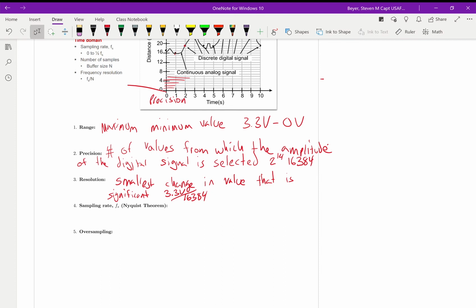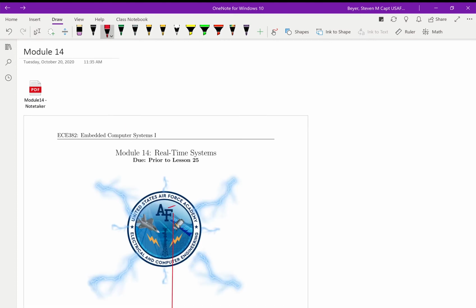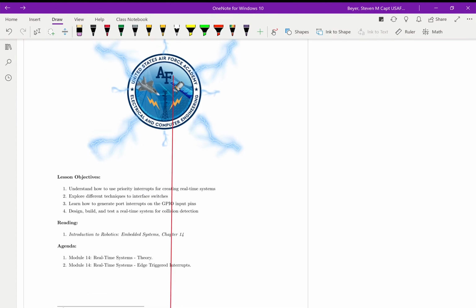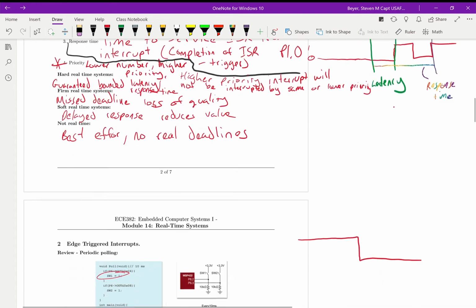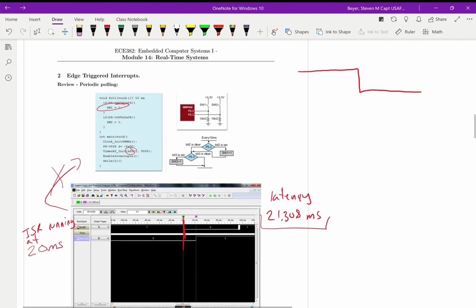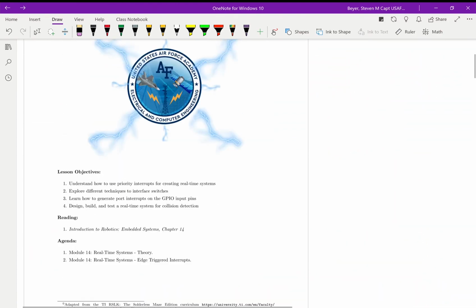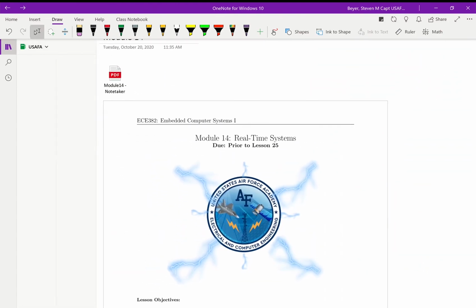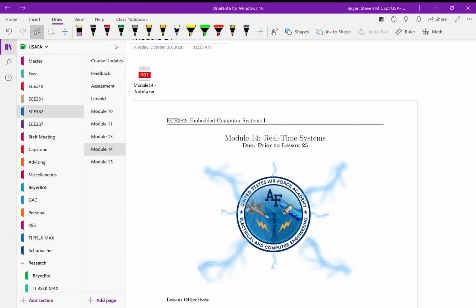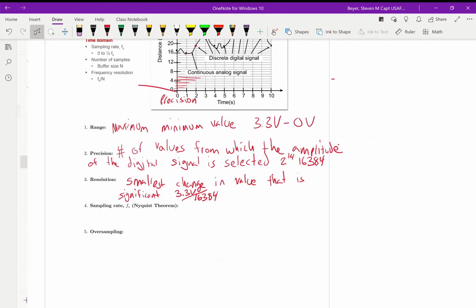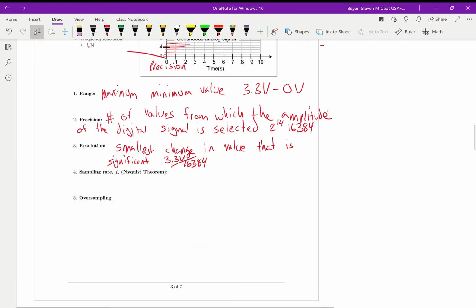So the sampling rate, remember from 315 or 215, the Nyquist theorem. Whoa, that's exciting. We're in a whole new page here. Going back to Module 14. That's crazy. All right. Computers are awesome sometimes.